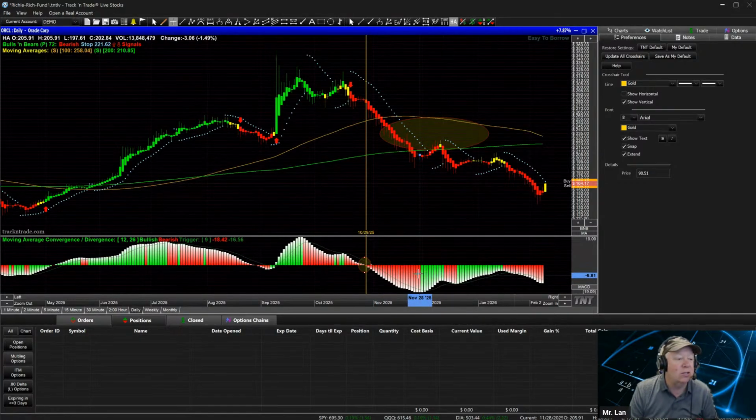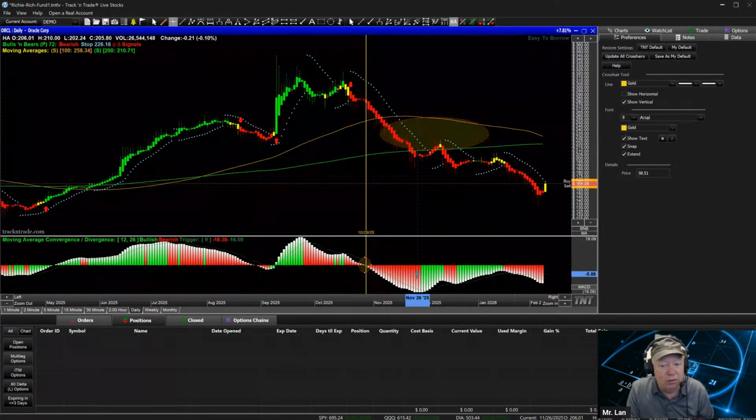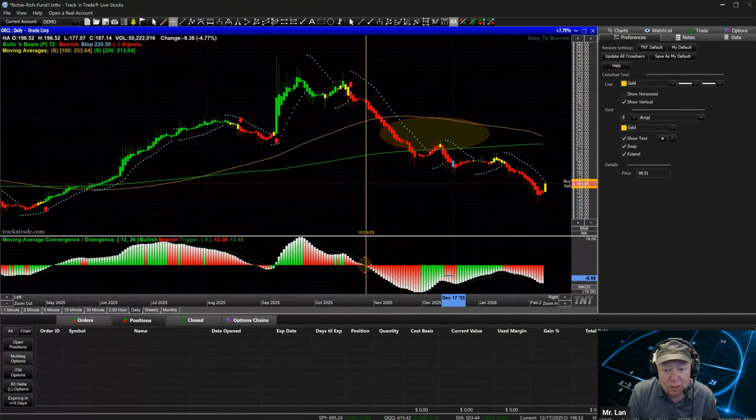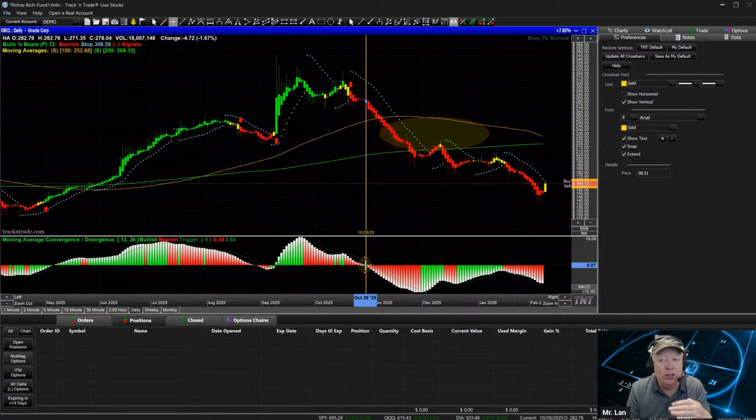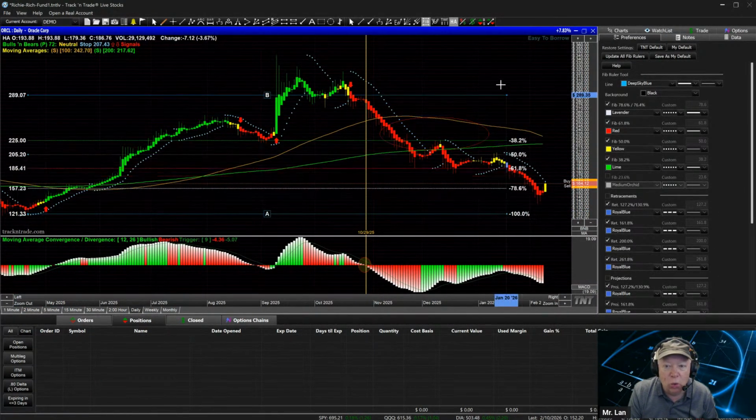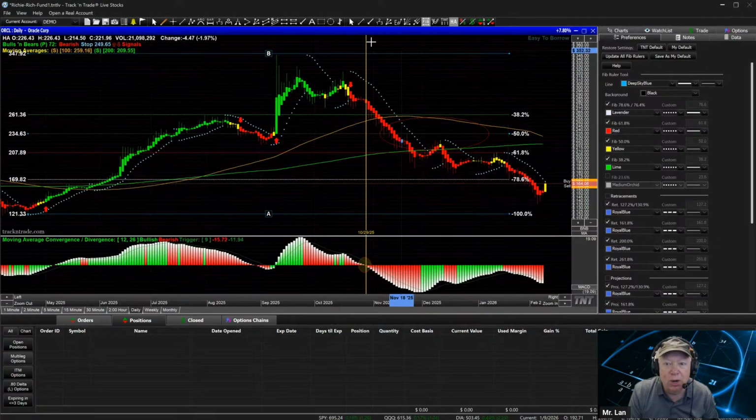Now the MACD is also nothing more than just the delta cone of probability. It's a standard deviation as well. So it's telling you this is above the standard deviation, this is below the standard deviation. There's just the one line. The Fibonacci ruler actually gives you not just one price, it gives you a price area.